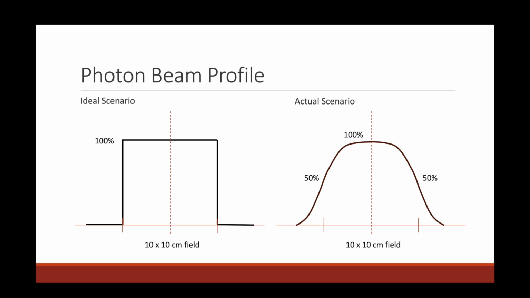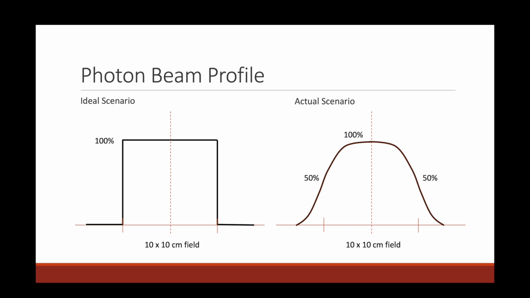The actual scenario ends up being that at our field line, we actually see 50% of the dose right at the edge of the field. In the central axis of the field, we build up to 100% dose, but then on the sides, we start to taper off, and then at the edge of the field, the dose that we see is actually 50%. And that's an important number to know, is that 50% is the dose that we see right at the edge of the field.